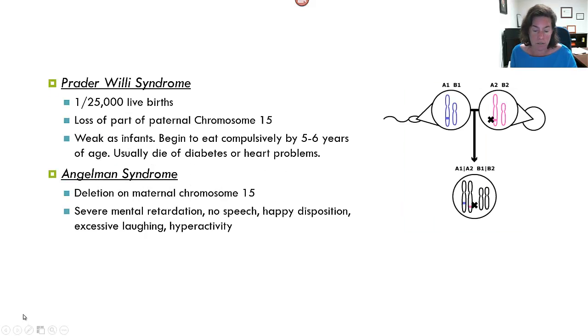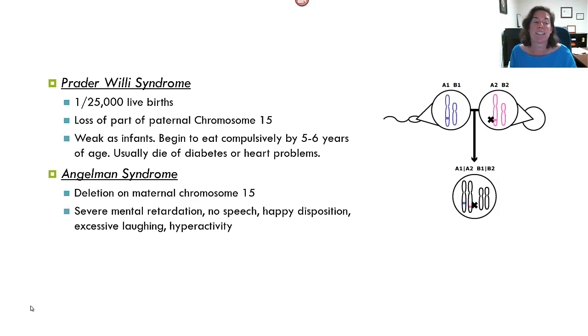Another type of chromosomal deletion is Prader-Willi syndrome and Angelman syndrome. Prader-Willi is found in 1 in 25,000 live births. It's the loss of part of the paternal chromosome 15. Infants are very weak, but they begin to eat compulsively by 5 to 6 years of age, and they usually die of diabetes and heart problems at a very young age.